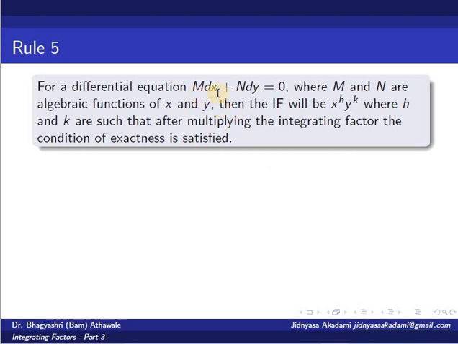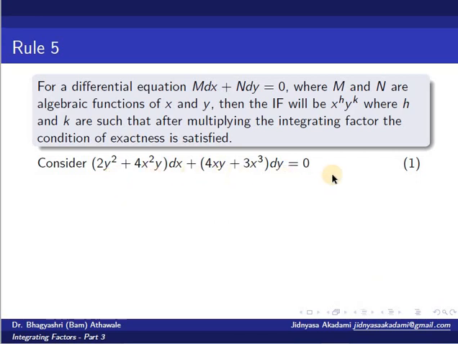Right now I am not mentioning any condition on m and n. The integrating factor is of the type x raised to h y raised to k, and we are going to find h and k such that after multiplying by this term with the given differential equation, our equation is exact. So we will solve one problem and then we will impose the condition on m and n. Okay, so start with this problem.